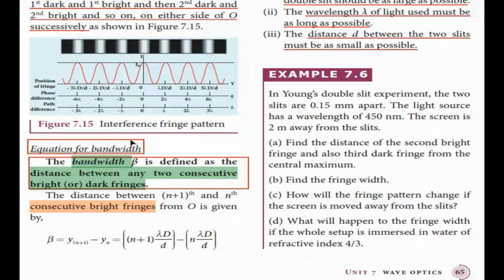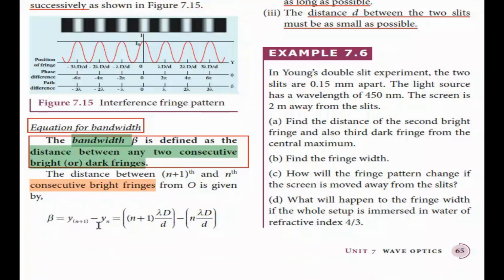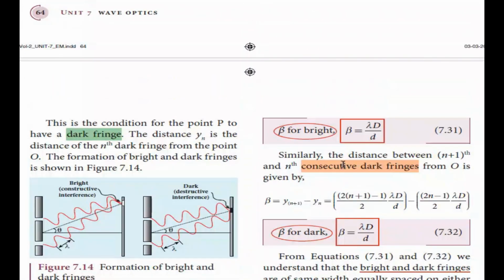Now let us arrive at the equation for the fringe width. The fringe width, denoted by the letter beta, is defined as the distance between any two consecutive bright or dark fringes. The distance between the n plus 1th and the nth consecutive bright fringes from O is given by beta equal to yn plus 1 minus yn, that's equal to n plus 1 lambda D by d minus n lambda D by d. And so for the bright fringes, the fringe width is given by beta equal to lambda D by d.